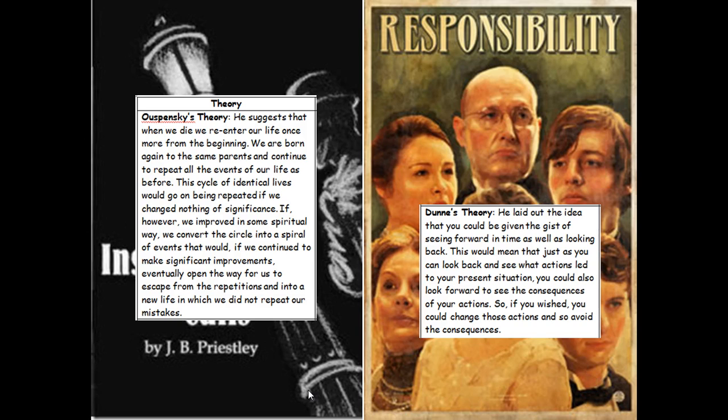So Dunn believes once you've got that vision, you can change things. So this family are given the gift of foresight. If you continue making these mistakes, this will happen. Do they choose to accept the gift, or do they choose to neglect it? If they neglect it, they carry on making the same mistakes. If they accept the gift and they change, things will change, and this terrifying vision will not come true.